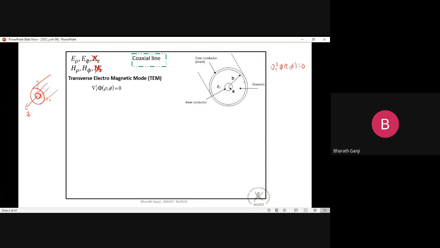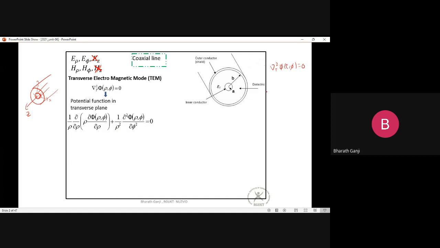So the potential function, I want to calculate it in this transverse plane. How do you expand the Laplacian? This Laplacian is also taken in the transverse plane. So the Laplacian in the transverse plane is 1 by rho times dou by dou rho of rho times dou phi by dou rho, plus the phi term. This is basically the Laplacian expanded in the transverse plane.